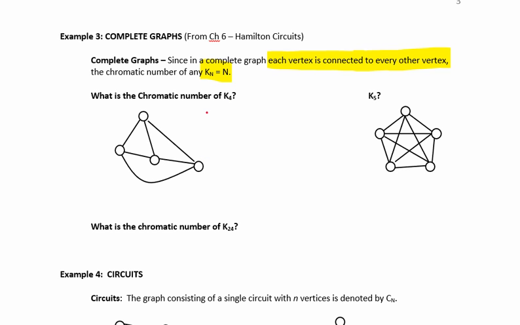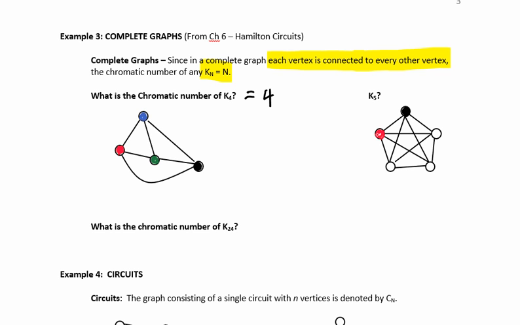So here's what I'm talking about. Here's K sub 4. If I make this vertex red, I can't make any of the others red because they're all connected. And if I make this one blue, I can't make any of the others blue because they're all connected. And again, green, nobody else can be green. And then no one else could be black. They need 4 different colors to make this work because they're all connected. Here's another one, K sub 5. Okay, so if I color in my vertex, if I make this one black, I can't make any of the other ones black.